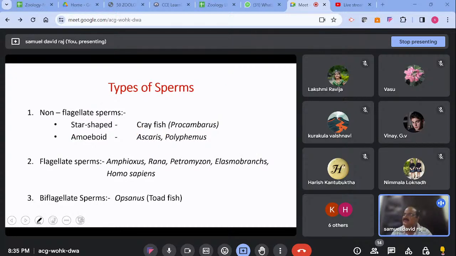The first one is non-flagellate sperms. The second one is flagellate sperms. That means it has a tail.